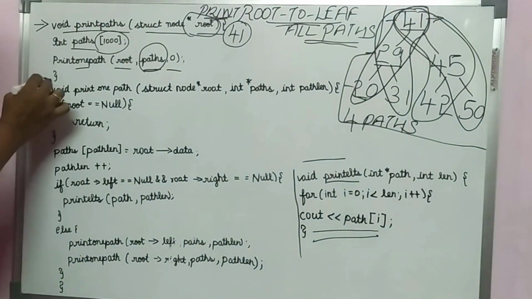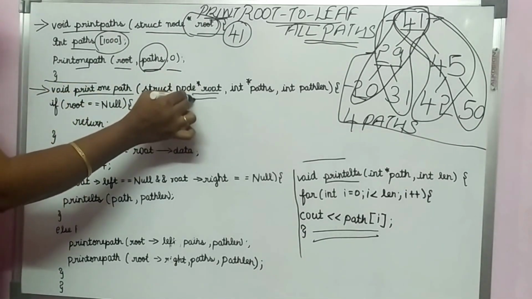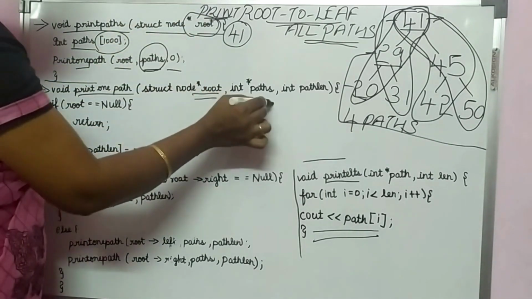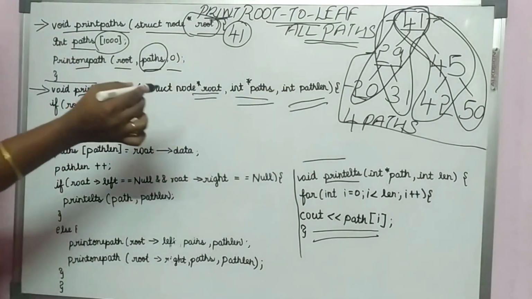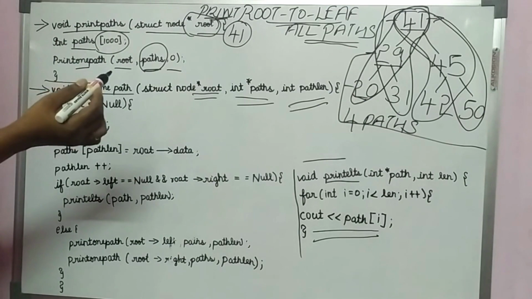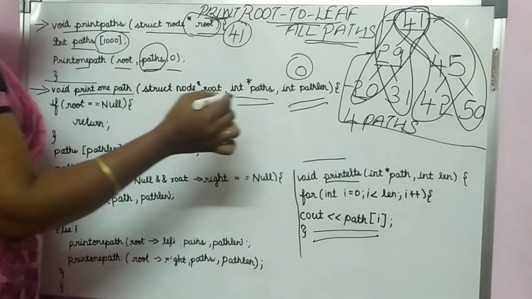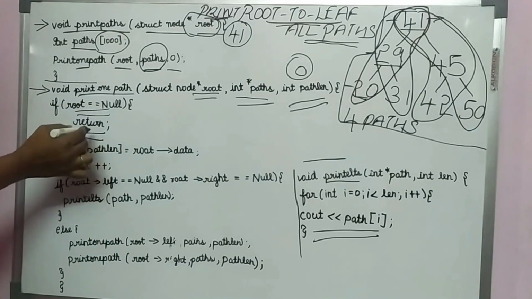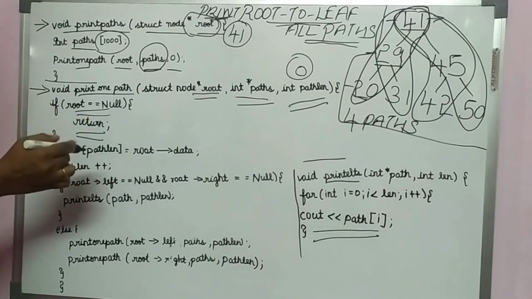The function actually starts from here, print one path. We are passing the root value, I mean the address of 41 for this tree illustration. This path is nothing but the array, and this path length is an integer value. As of now we are not considering any path and no values have been placed yet, so the initial value of path length is 0. We check whether root is equal to null, whether the address is null. If it is null, we simply return. We are not returning any value, but it returns to the calling function.